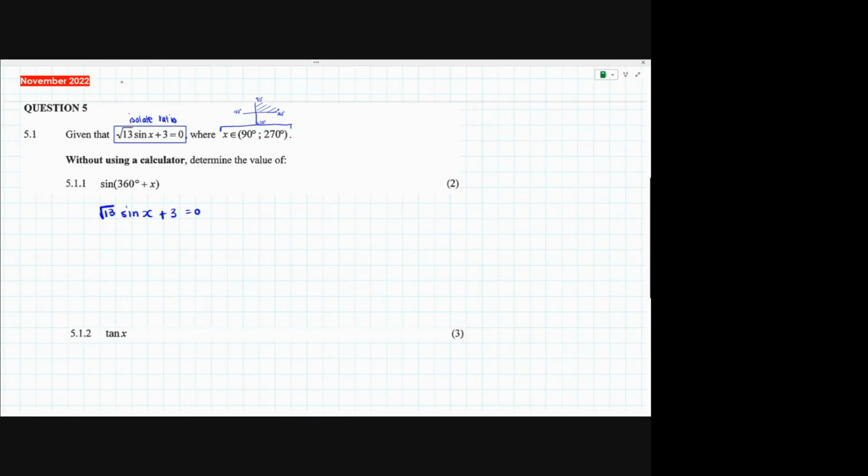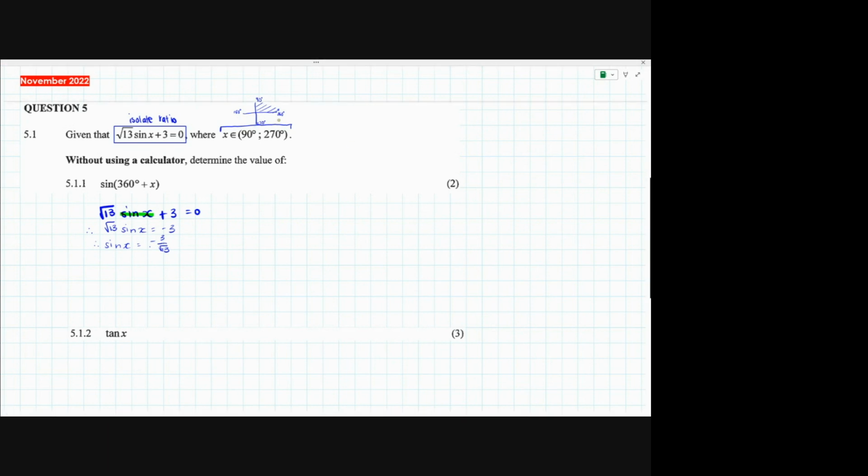Our goal when we isolate the ratio is essentially to get sine x by itself. So that means we need to use inverse operations to isolate it. And so we will have root 13 sine x is equal to negative 3. And so sine x is equal to negative 3 over root 13. All right, so now that we know that the sine ratio is negative, we can go back to our diagram and we can figure out where we want to be.